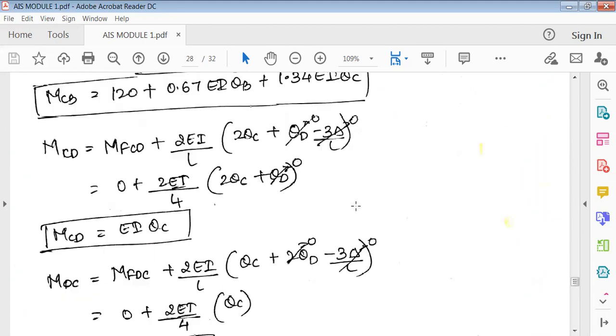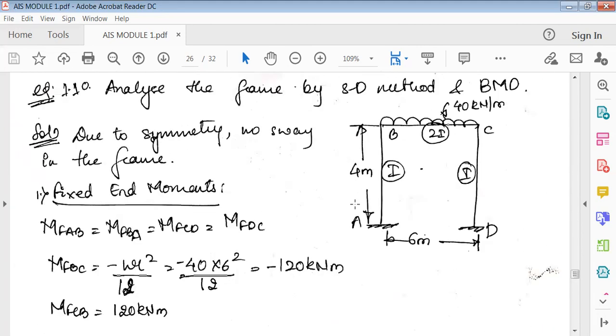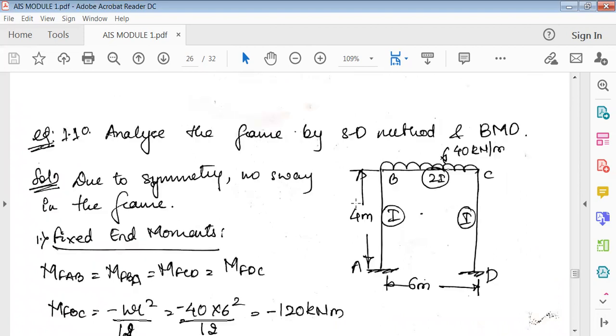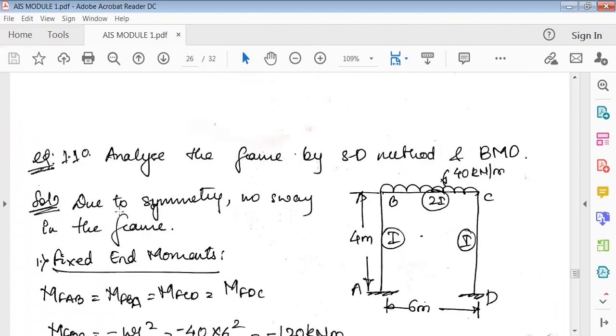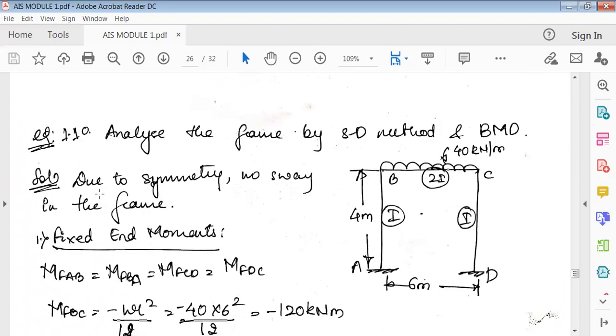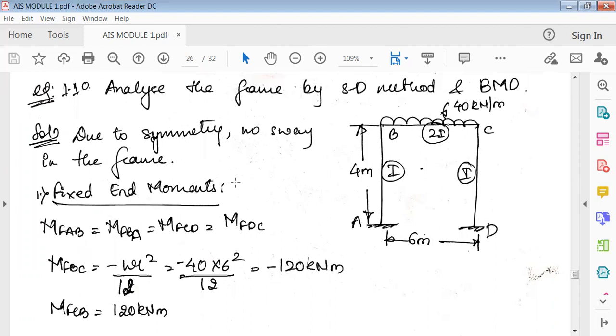Let us start with this. It is a non-sway frame. For a non-sway frame, you have to always write this statement, which is very, very important: due to the symmetry, no sway in the frame. There is no sway at all in the frame. Again, just check: this is 4 meter, this is 6 meter, and this is 4 meter.